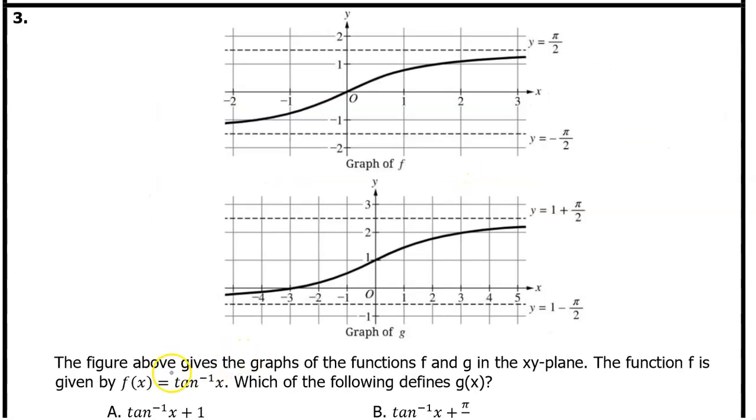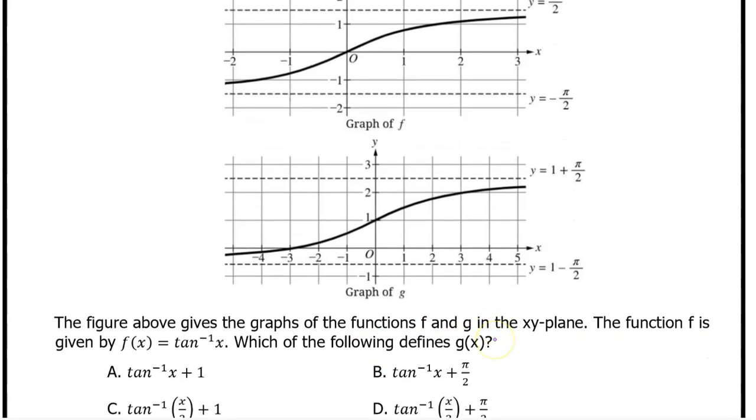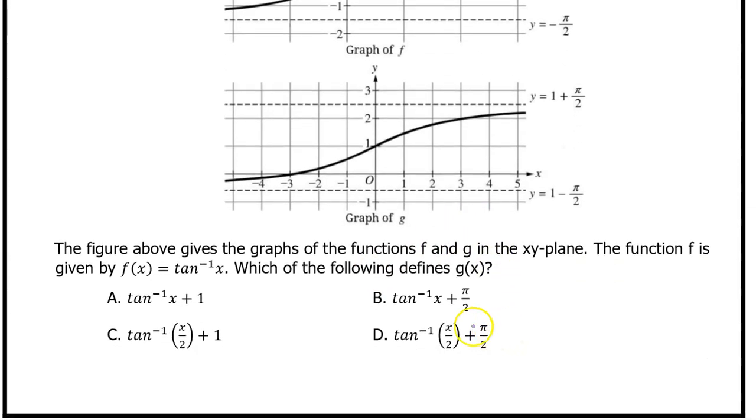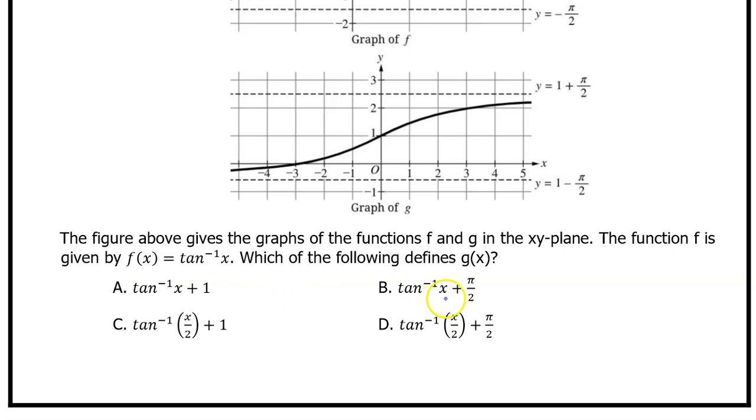Number 3. The figure above gives the graphs of the functions f and g in the xy plane. The function f is given by f of x equals arctangent of x. Which of the following defines g of x? All of these functions are transformations of arctangent. In other words, all of these functions are transformations of f of x.